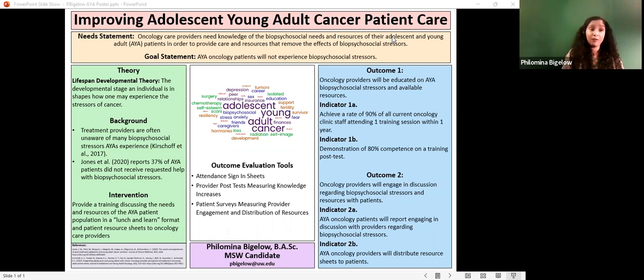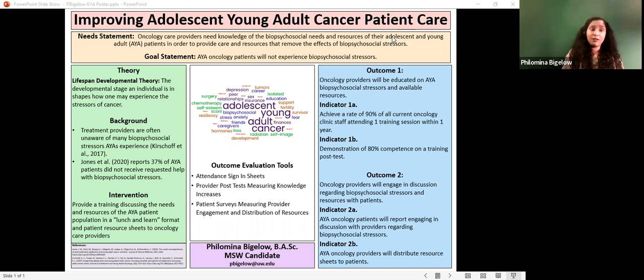The second indicator for this outcome being met is demonstration of 80% competence on a training post-test. And this would be measured by the previously discussed post-test that providers would take at the end of the training session, where they would answer questions in regard to different topics regarding needs and resources of the AYA population, such as this training enhanced my knowledge in regard to fertility concerns and fertility preservation for my AYA patients.